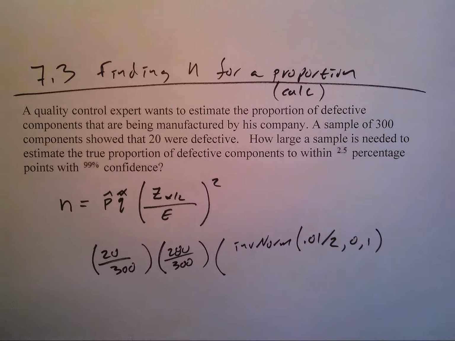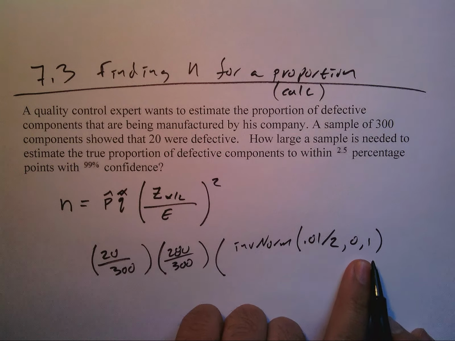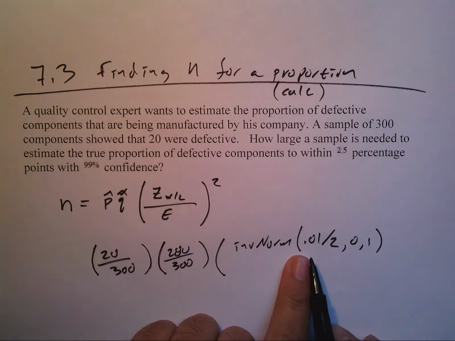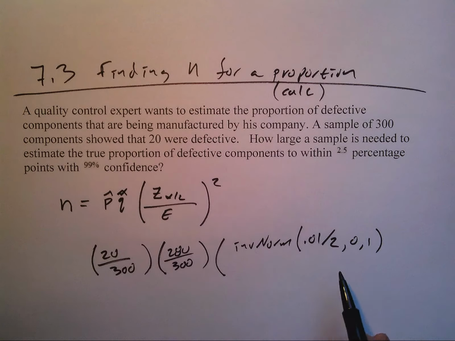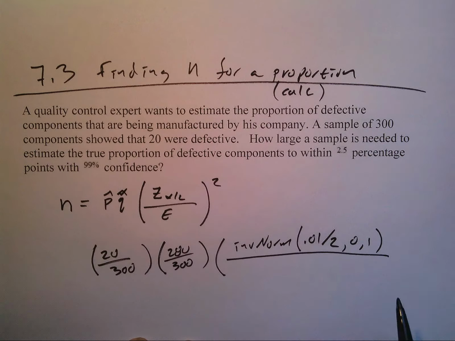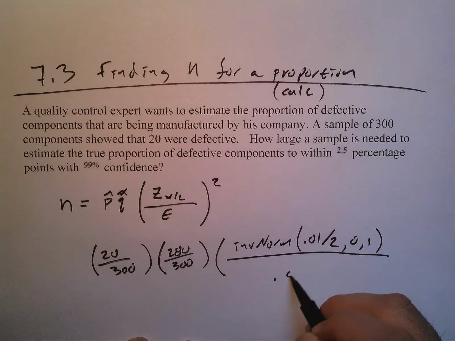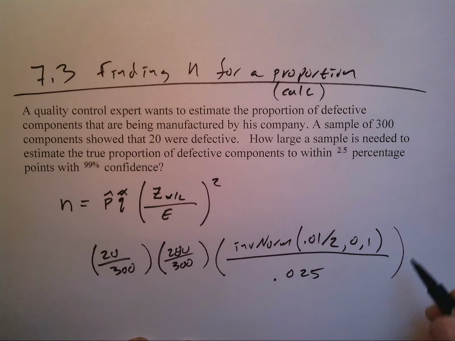Now, on the newer calculators, and you'll see it in a second, it gives you a drop-down menu, and you enter in the values. 0 is mu, 1 is your sigma, and then your area is going to be 0.01 divided by 2. Your area is the alpha. Kind of nice, that area in alpha A, right? All divided by our error, which is 2.5%, so 0.025, close parentheses, squared.